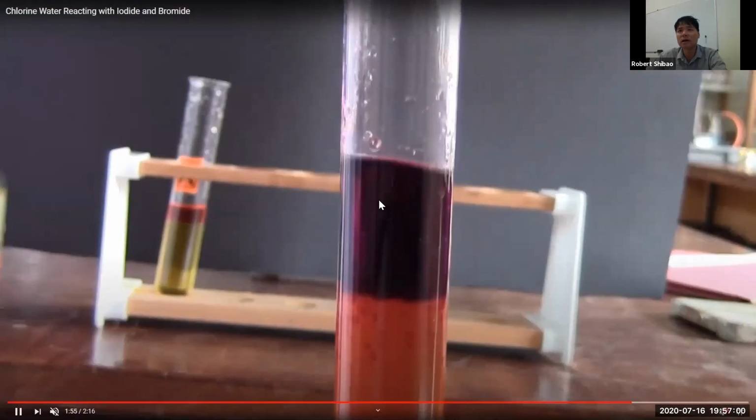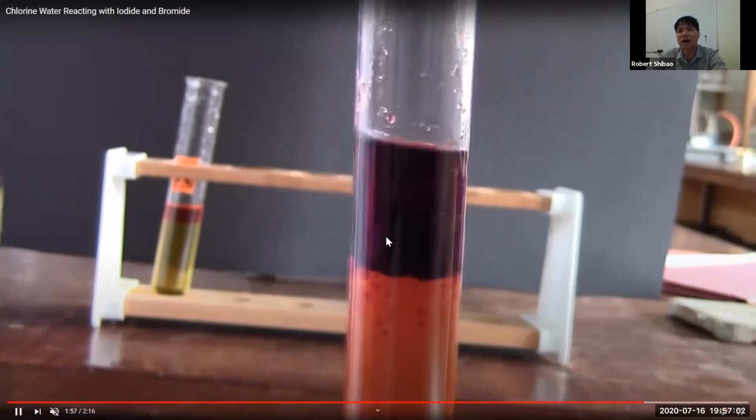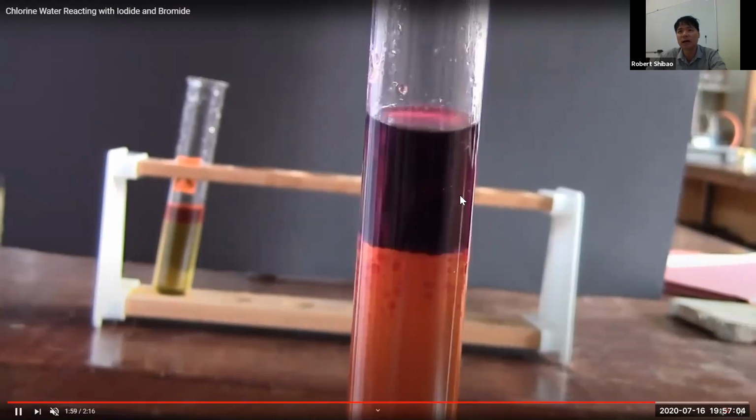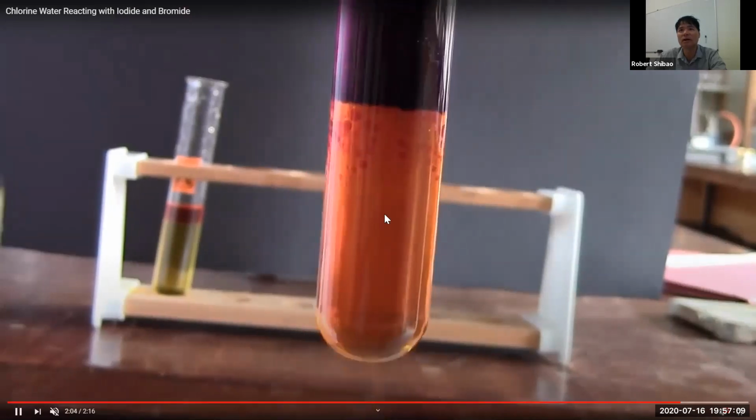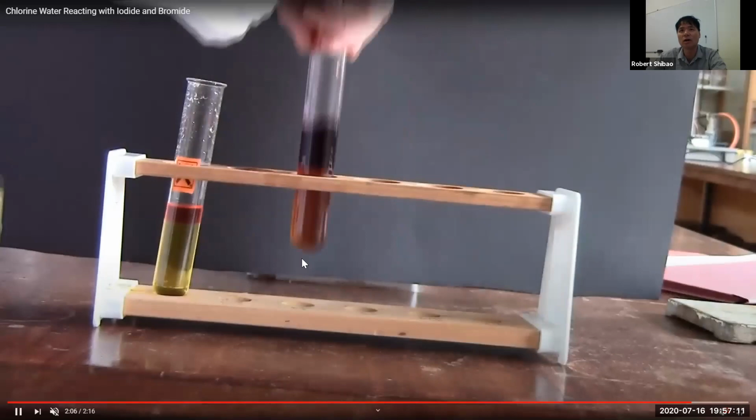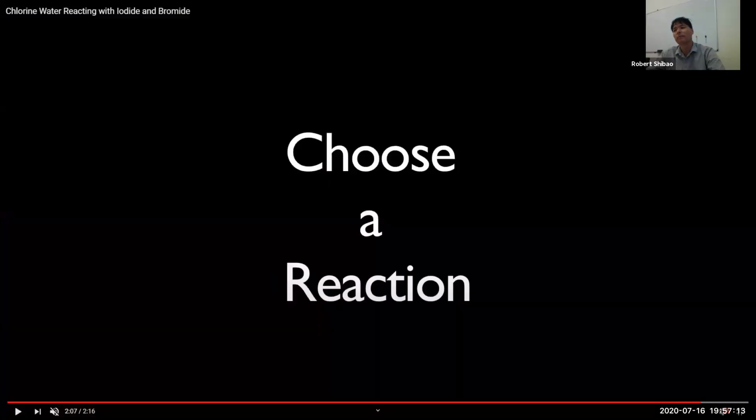Yeah, that's when it's concentrated. That's the color it looks like. That's iodine concentrated in hexane right here. This gives a nice bright purple color. There's still some residual iodine in the water, which is that red-orange. Okay.